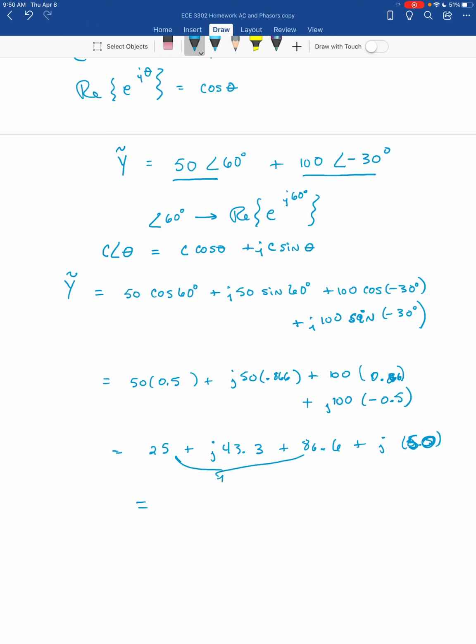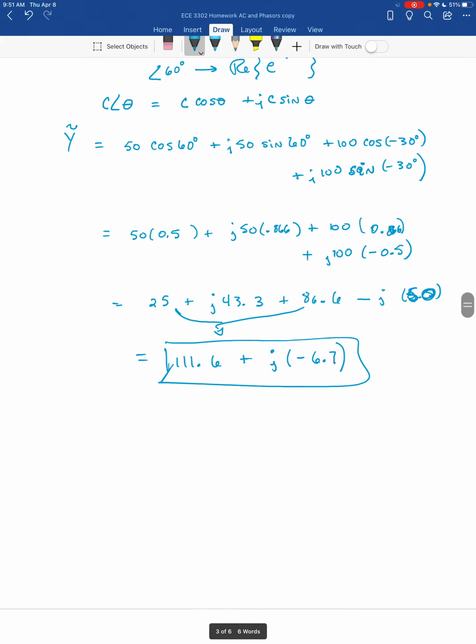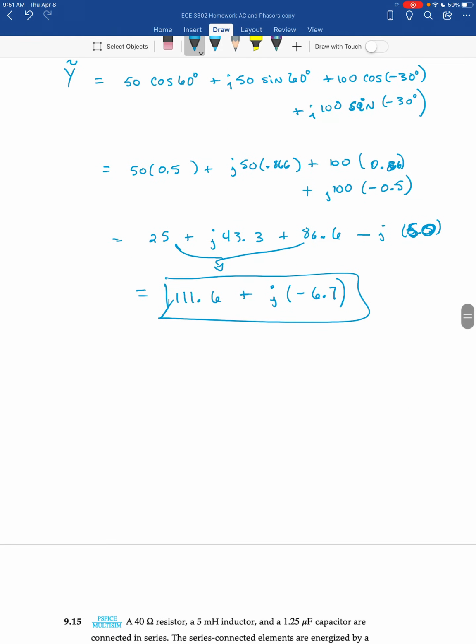Okay, so adding together comparable terms, the two real parts add together. So that's 25 plus 86.6 is 111.6 plus j, and let's see, this one was actually negative. So I've got a negative 50 and a plus 43.3, so I've got plus j times minus 6.7. Okay, so this is rectangular form for those two functions. Now I need to get that in magnitude and phase form.